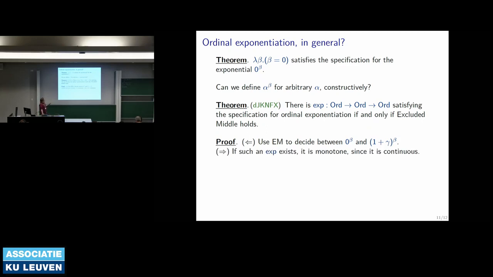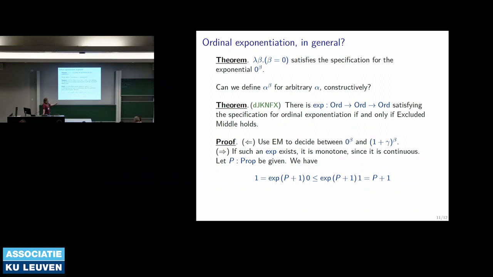So assume that you have such a function, and then because it satisfies the specification for suprema, it's continuous, which means that it's monotone. So now let's say that we want to decide P or not P for a prop P. Then by the specification for 0, we know that P plus 1 to the 0 is 1. And by the specification for successors, we know that P plus 1 to the 1 is P plus 1. And because of the specification for suprema, we know that it is monotone.